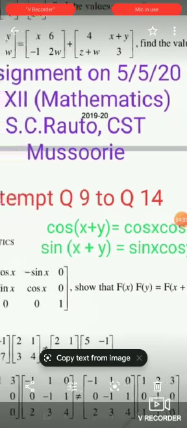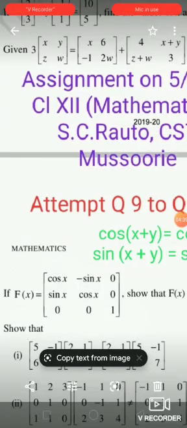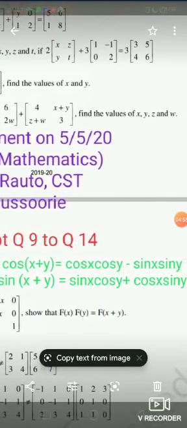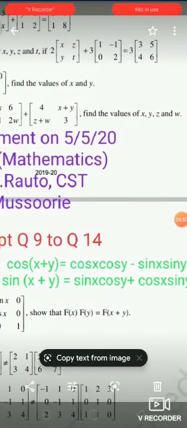You have got two matrices, and you have to take the product of both. When you do this matrix multiplication, which you already know, you will get certain terms like cos x cos y minus sin x sin y. You have to come back to the identity, this is the formula identity which we have learnt in class 11th. Let me impress upon you once again.